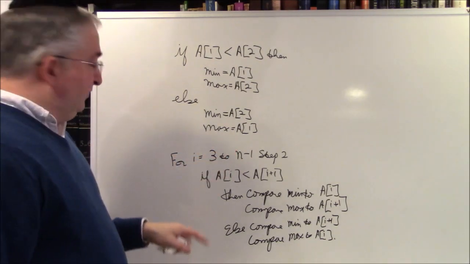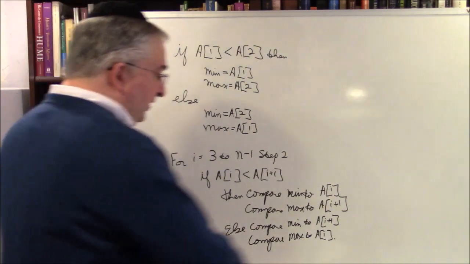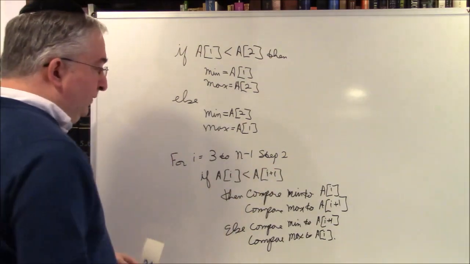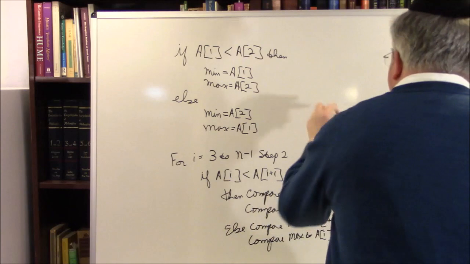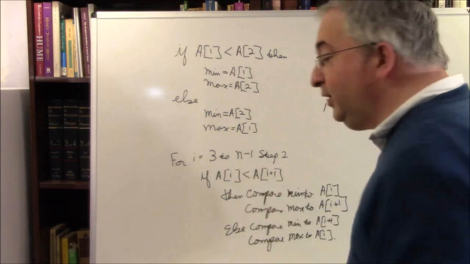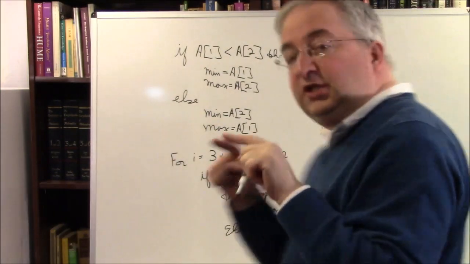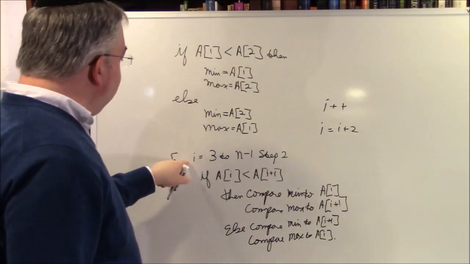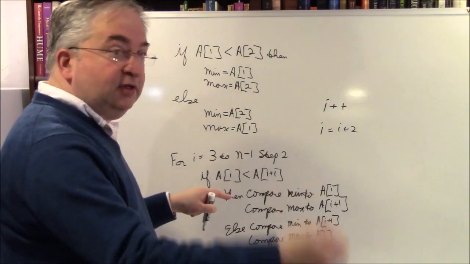This is a line you might not have seen. For I is equal to 3, 1, 2, 3. You start with 3 till n minus 1, and you're going to do it in step 2. In other words, instead of the usual I plus plus, incrementing the counter by 1, you do I is equal to I plus 2, because you're always going to take 2 at a time. Okay, so you do this as follows. For I is equal to 3 to n minus 1, step 2. So 3, 5, 7, etc.